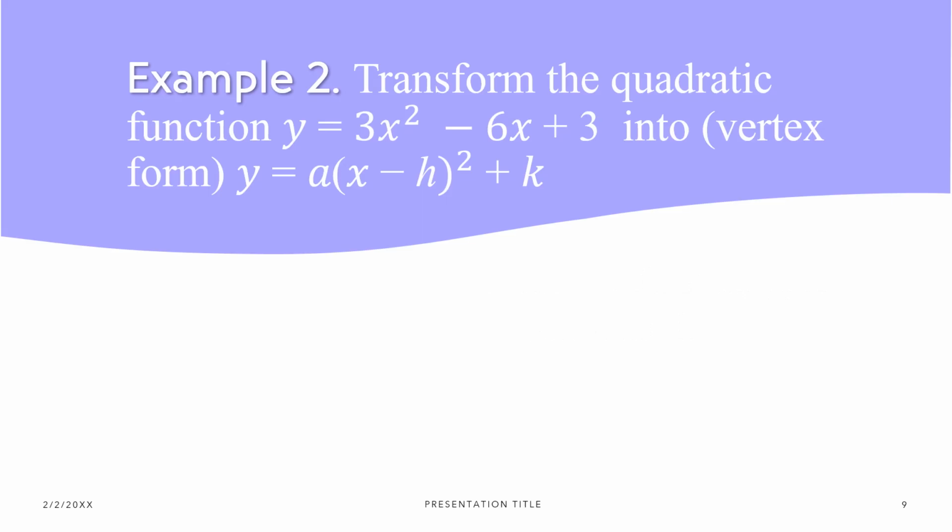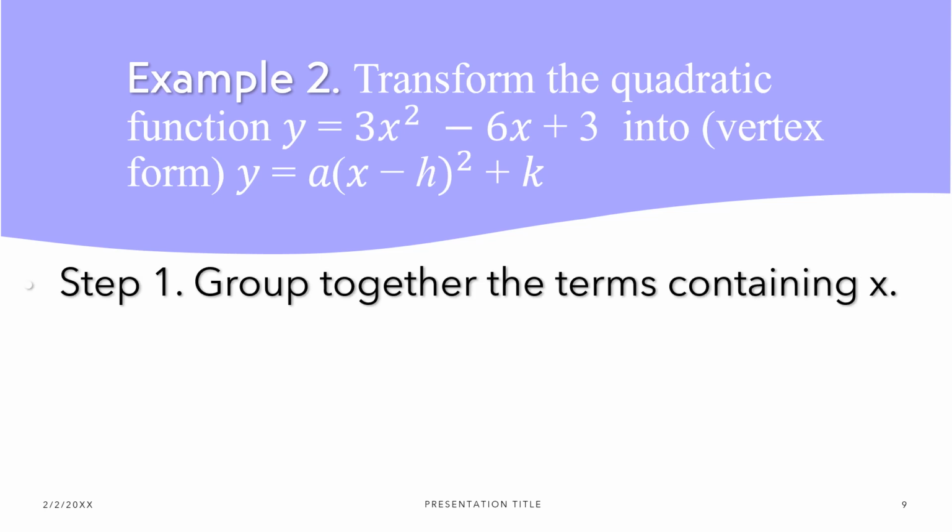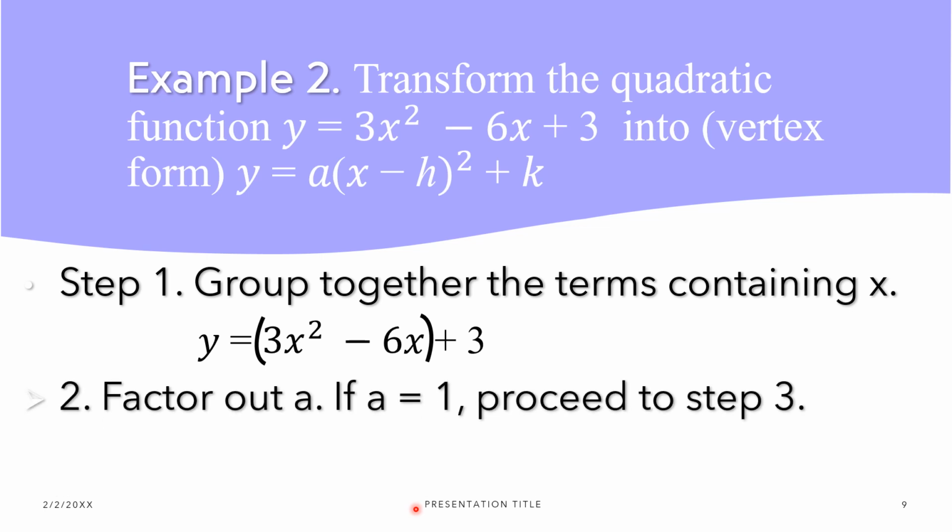Example 2. Transform the quadratic function y is equal to 3x squared minus 6x plus 3 into vertex form. Y is equal to a times the quantity x minus h squared plus k. Step 1. Group together the terms containing x. So, igugrupo lang natin kung alin po yung mayroong variable x. So, itong 3x squared at saka 6x. So, nagrupo na natin.